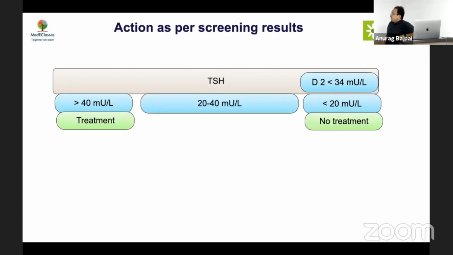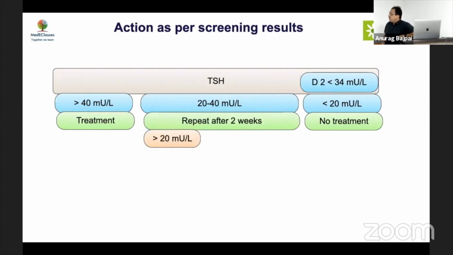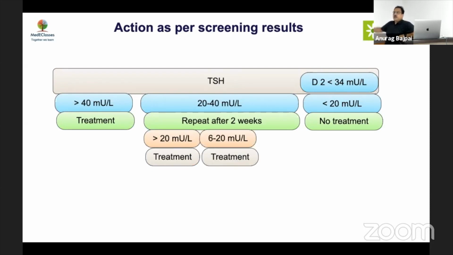If you have levels between 20 to 40, in that situation, you should repeat it after 2 weeks. And if the repeat levels are more than 20, you have to treat. While 6 to 20, you can consider evaluating and treating, and less than 6, nothing to be done. So basically, the TSH cutoffs are important.